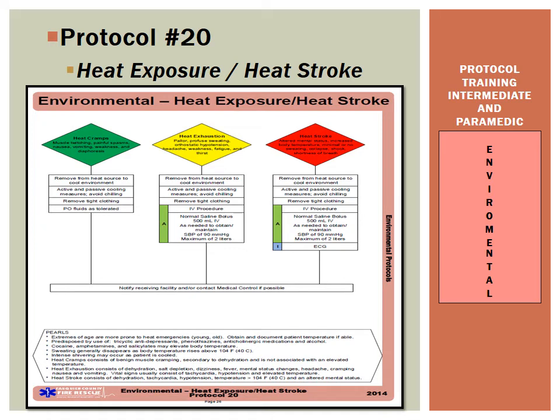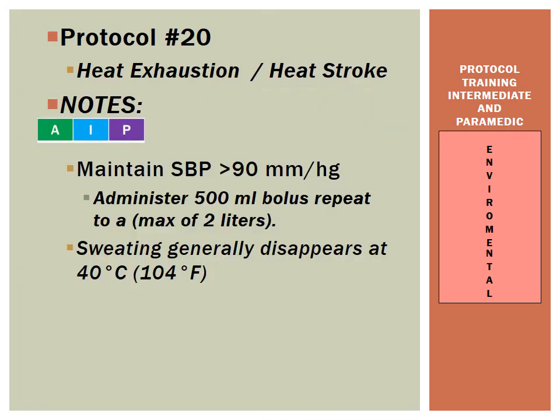Okay, Protocol 20 is our heat exposure heat stroke protocol, and this protocol really is a good reference for the provider. It breaks down the differences between heat cramps, heat exhaustion, and heat stroke. In Protocol 20 for heat exhaustion and heat stroke, our advanced through paramedic level providers are going to focus on maintaining a systolic blood pressure greater than 90 millimeters of mercury. We're going to do this by administering boluses of 500 mLs, and you can repeat up to a max of 2 liters. Of course, we're going to assess the patient for fluid overload while doing so.